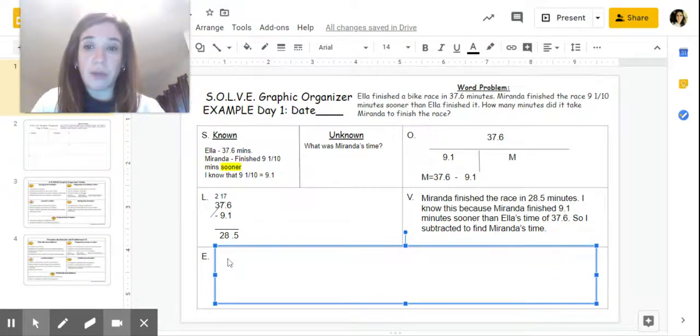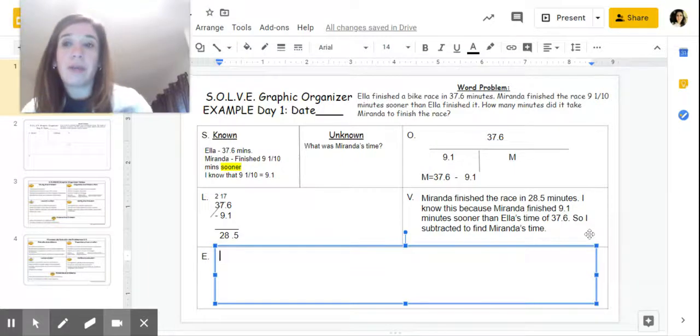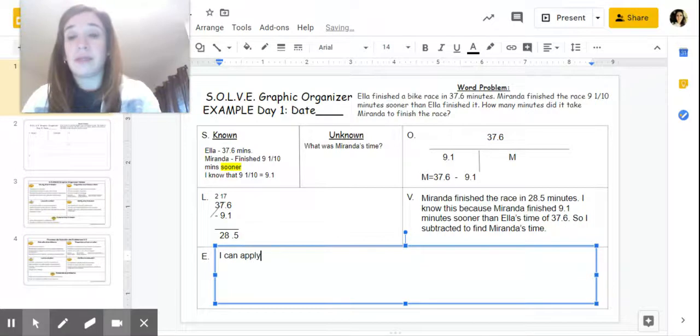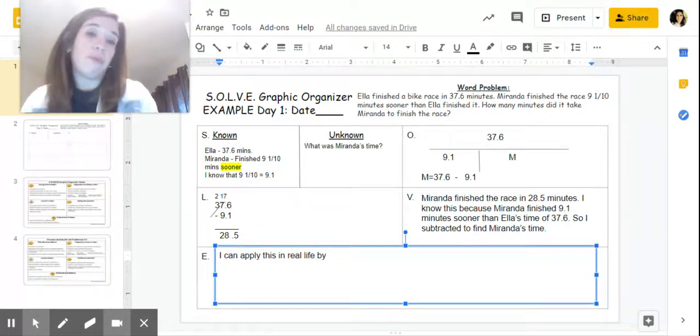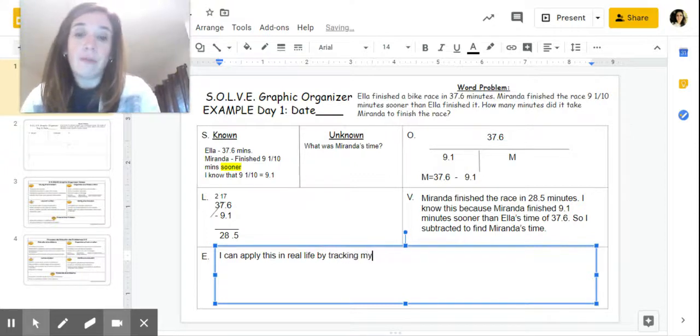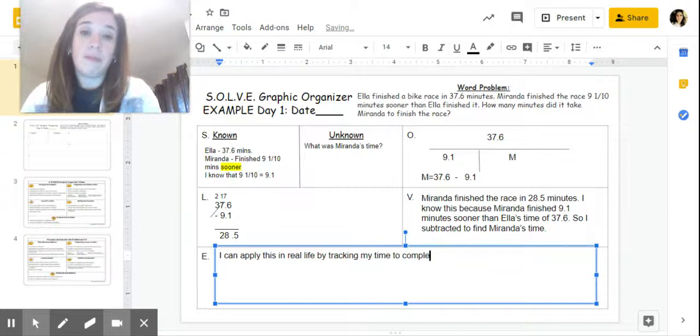So here I would go ahead and write, for my extend, I can apply this in real life by, I could take how long it takes me to do my problem solving this week versus how long it takes me next week. And I can look for the difference in time, right? So I can apply this in real life by tracking my time to complete tasks at home.